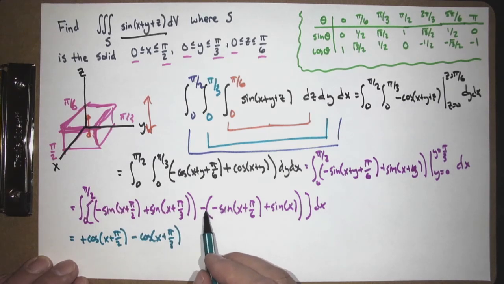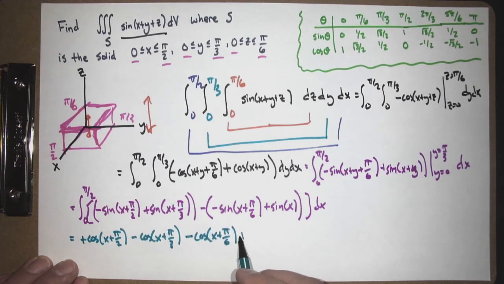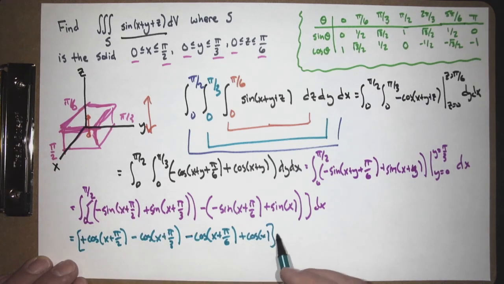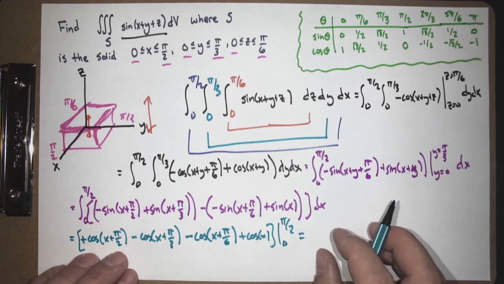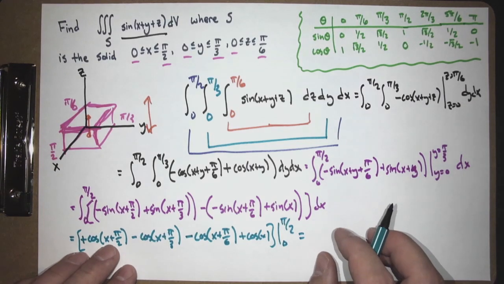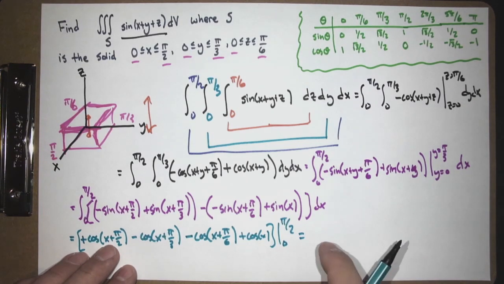Minus minus makes a plus, then we integrate, so we end up with a minus again, cosine x plus pi over 6. Here we have a minus sine x, integral that is a positive cosine x. And then we're going to evaluate that from 0 to pi over 2. Okay, so we get cosine of pi over 2 plus pi over 2. Well, that's cosine pi.